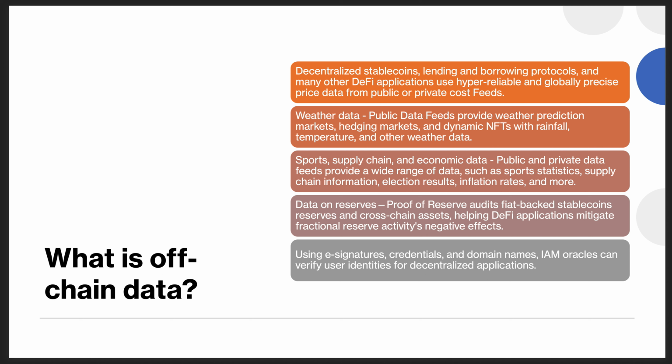Now, one of the other things that's interesting is that sometimes you need some really specialized data like proof of reserve, right? Proof of reserve audits are for stablecoins and cross-chain assets, and these will help your DeFi applications mitigate fractional reserves' negative effects. So you've got some other real reasons why you're going to use off-chain, using things for e-signatures, credentials, domain names, IAM, oracles, all the stuff you're going to use to verify user identity. All of that's going to be off-chain.